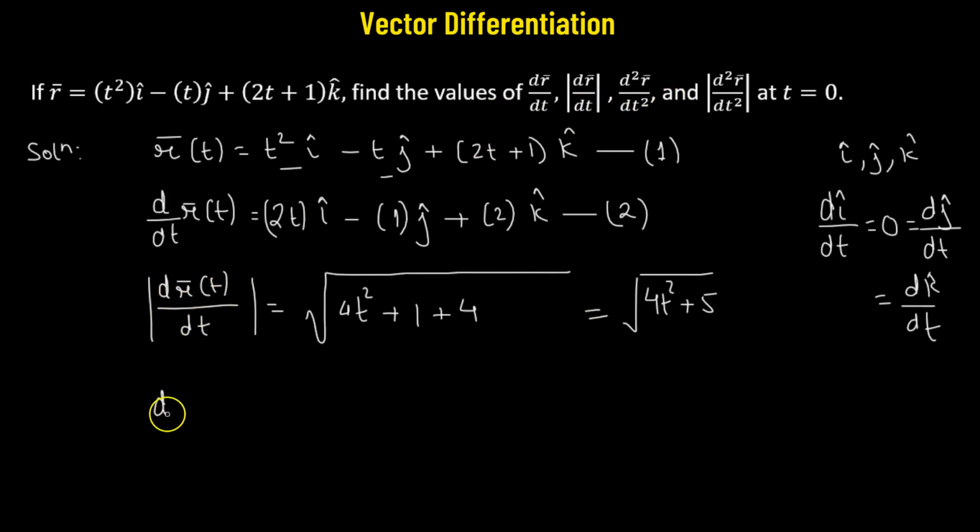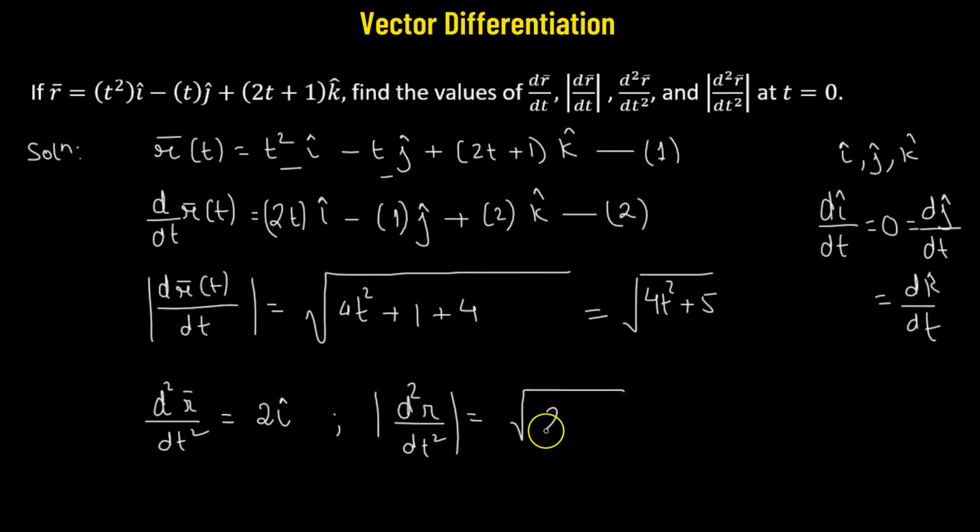Next we will compute the second derivative of r with respect to t. For that, all we have to do is take equation number 2 and take the derivative of each component with respect to t. That is also referred to as the first derivative of the first derivative of r, which means the same thing. The derivative of 2t is 2, so we have 2 i cap, and the rest of them will be 0 because 1 is a constant and 2 is a constant. Its magnitude, the magnitude of d squared r over dt squared, will be the square root of 2 squared, the rest being 0, so this is 2.